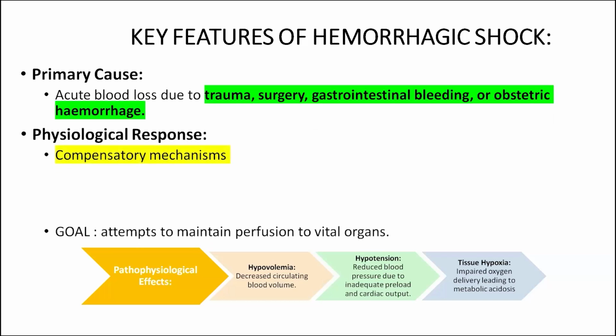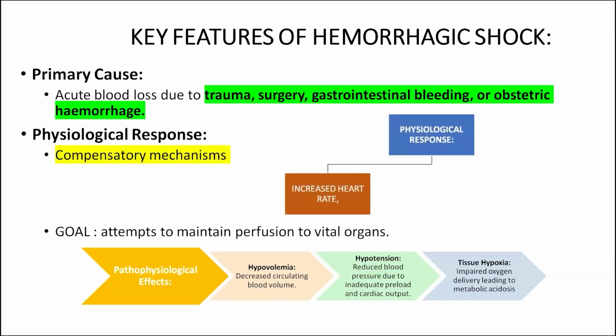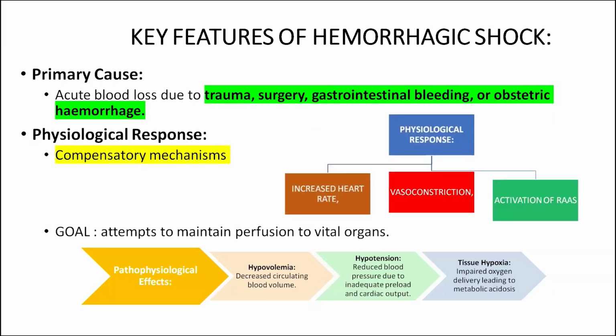What is the physiological response to bleeding or hemorrhagic shock? There will always be a compensatory response: increased heart rate, vasoconstriction, and activation of the renin-angiotensin-aldosterone pathway. So this is majorly what you need to write if someone asks you the definition, causes, physiological response, and pathophysiological effects or sequelae of hemorrhagic shock. If you can take a screenshot of this, it's good enough.